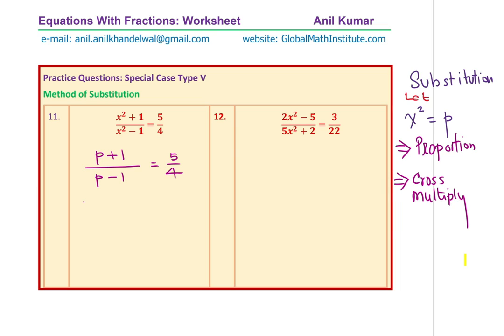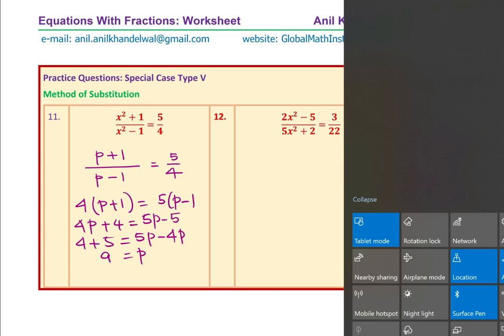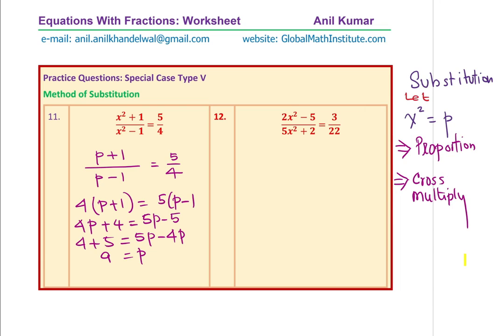So let's cross multiply. We get 4 times (p plus 1) equals 5 times (p minus 1). Open the bracket. 4p plus 4 equals 5p minus 5. Bring the variables together. So we have 4 plus 5 equals 5p minus 4p. And that gives you the answer p equals 9. So we have the value of p. Now what to do? We have the value of p. So we know p is equal to 9.